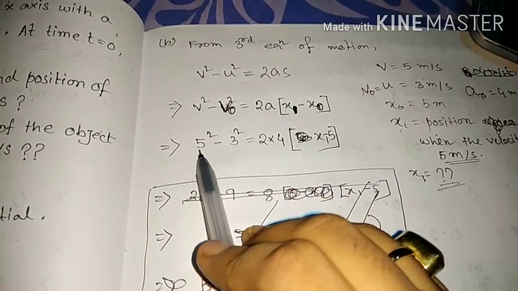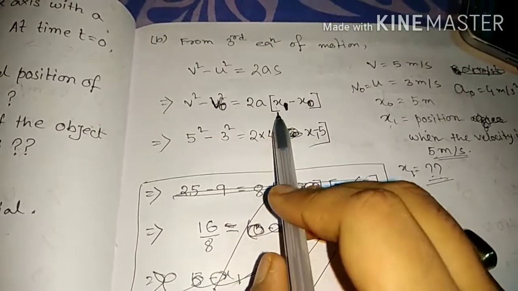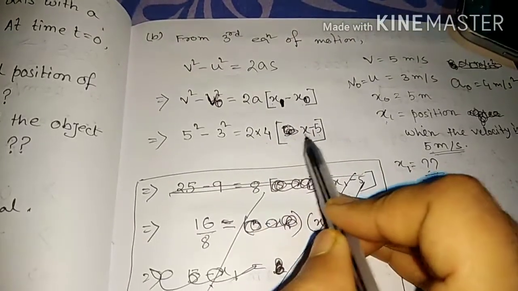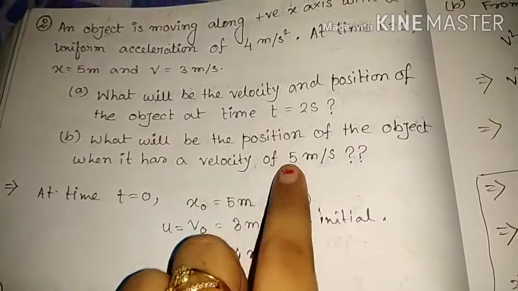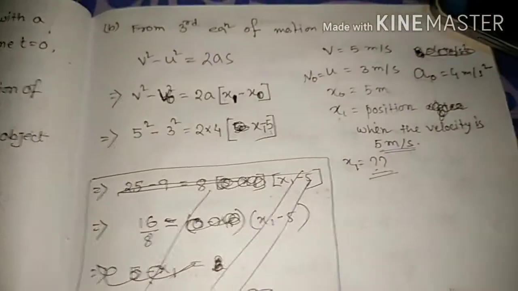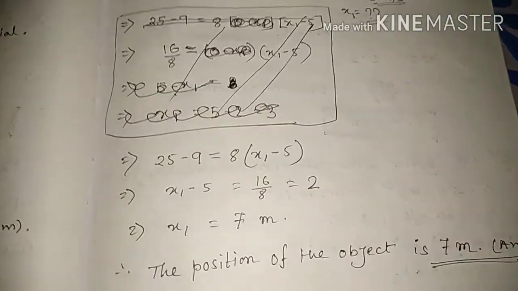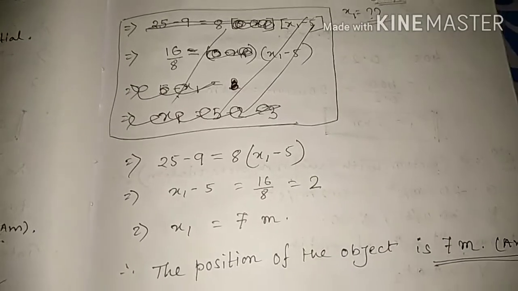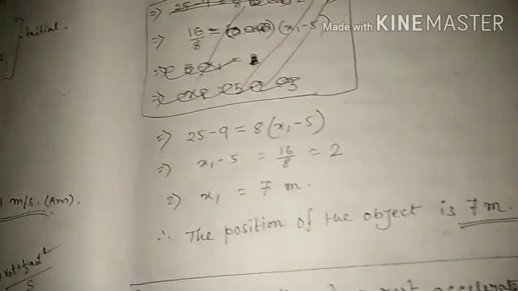Okay. So v square, that is 5 squared, minus initial velocity 3 squared, equals 2 into a, times x1 minus x0, where x1 we don't know and x0 we know, 5. After solving this one, we have x1 equals 7 meter. So the position of the object is 7 meter. So in the second part, when the final velocity is 5 meter per second, we use the third equation of motion and we put the values here. We get x1, which represents the position of the object when its velocity is 5 meter per second, and it comes to 7 meter.